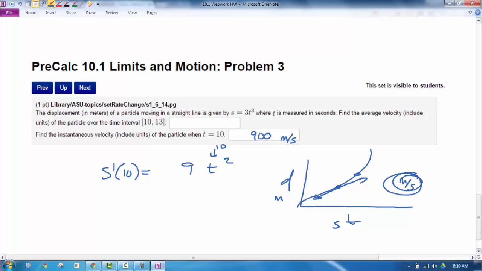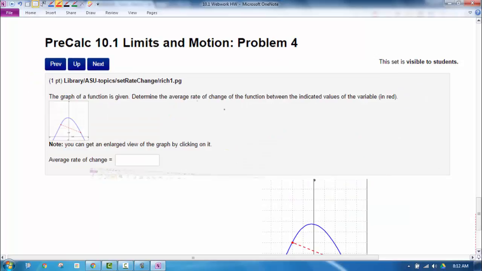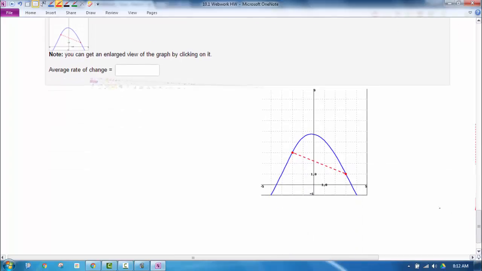Okay, this next problem should be pretty straightforward. It says determine the average rate of change of the function. If you make this a little bit bigger, the average rate of change is just the slope here. So you could do the slope formula, or you could just do rise over run. This thing goes down 2 for the rise, and it runs 5, so negative 2/5.